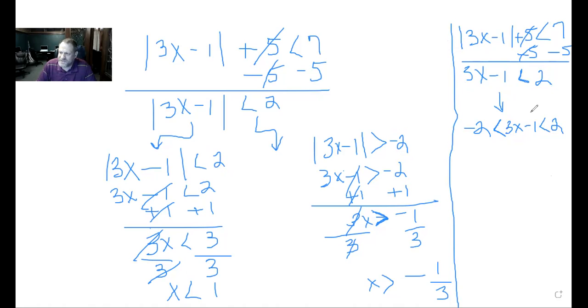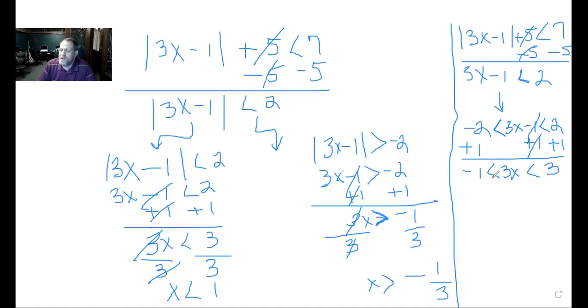So we're going to take this 1 right here and add it all the way across to everywhere except for the 3x. Okay, so cancel, cancel, and then we're going to have -1 is less than 3x, and is less than 3.